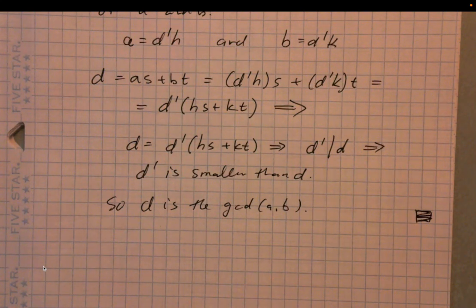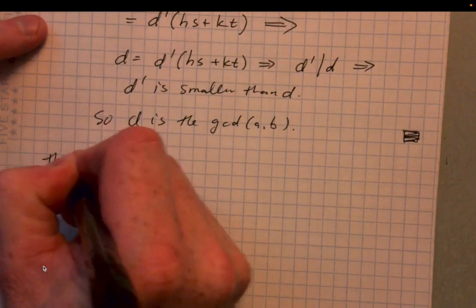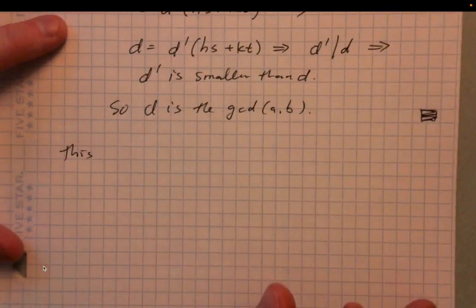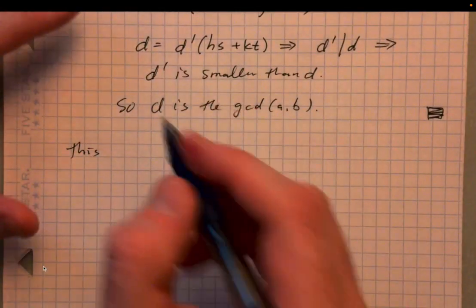All right, so this is a powerful result, and we'll use it lots of times throughout the course. But in reality, in practice, it's not a great method for actually identifying the GCD. So this result is powerful, but it's not practical. It's not a practical method for identifying the GCD.